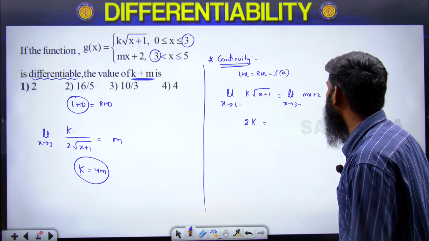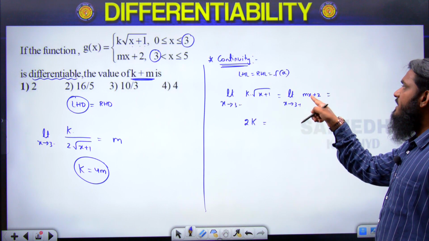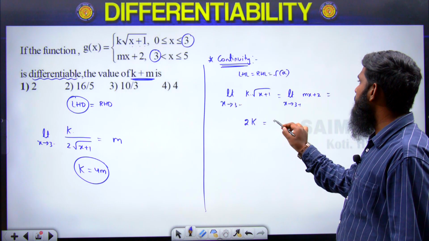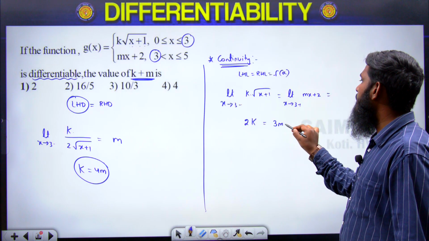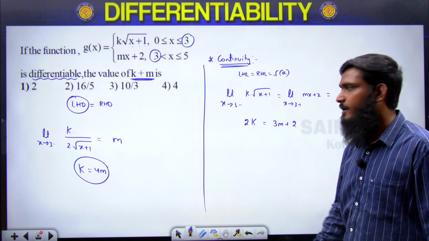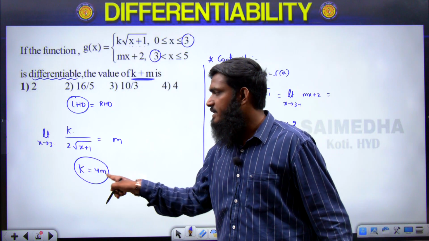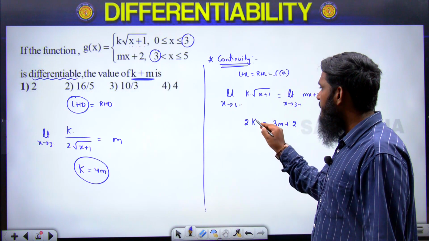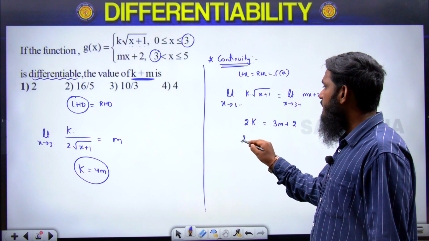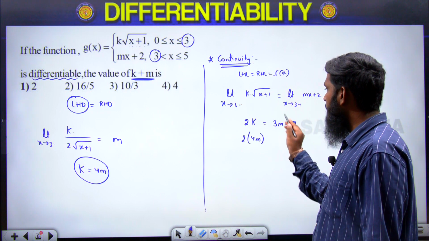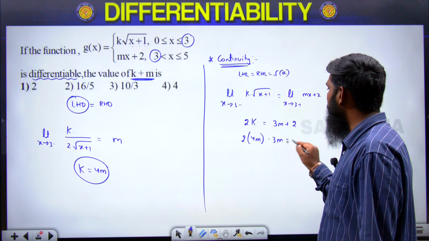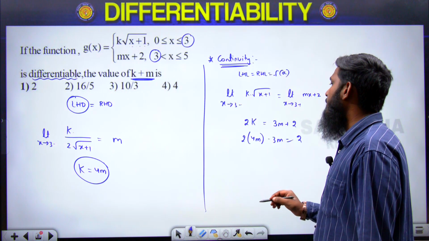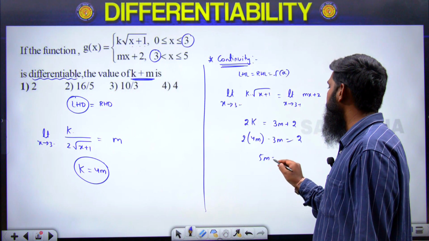It is equal to, now substituting the x value as 3 over here, 3m plus 2. Okay, this part we have taken. Now we have one condition, k is equal to 4m. In the place of k, if you write 4m over there, what will happen? K means 4m, so 2 into 4m, and bringing this part over, minus 3m, is equal to 2. So 2 4s are 8. 8m minus 3m, 8 minus 3 means 5. 5m is equal to 2.